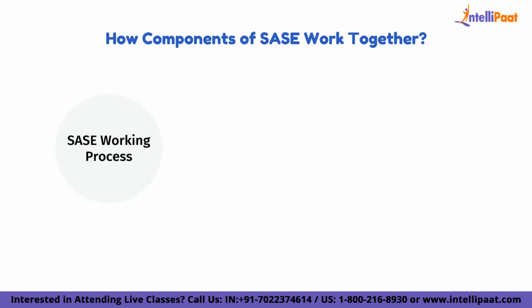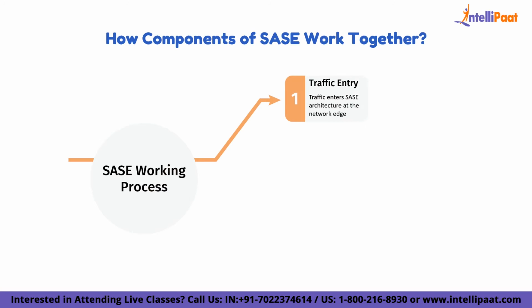The basic workflow of SASE architecture is as follows. Traffic enters the SASE architecture at the network edge. This can be any type of traffic, including traffic from mobile devices, branch offices, or cloud applications. After that, the traffic is authenticated and authorized using the zero trust security model. This ensures that only authorized users and devices are allowed to access applications and services. Now then comes the third step.